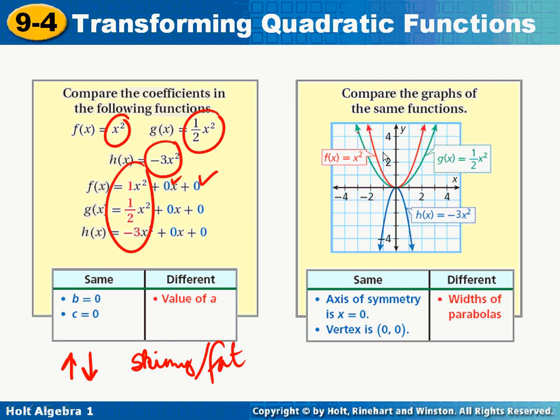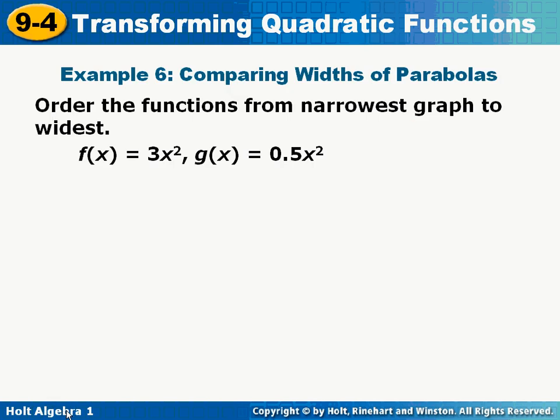If you compare the graphs, this one is x squared right here, and it is more narrow than 1/2 x squared, which is the outside one. Then if you look at it, negative 3x squared is actually the most narrow, but it's going down. So actually the negative is not what affects if it's skinny or not. So what's different is the value of a is going to make a difference in the width of the parabolas.